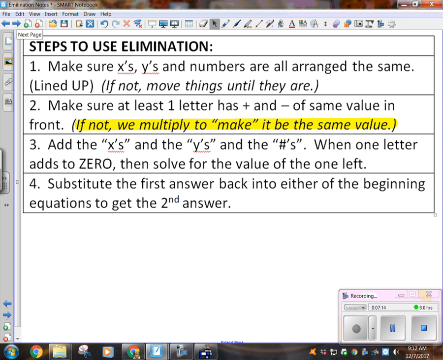Now, I have it written in steps. If you get home and some of you have said, I don't understand, I get lost, I forget what to do, maybe this would help. It says make sure the X's, Y's, and numbers are all arranged the same. In other words, I need them to be lined up. And I'll show you what that looks like in just a second. Make sure at least one letter has a plus and a minus of the same value. So if one's positive 5, I need the other one to say negative 5. If not, we're going to make that happen. Add the X's, add the Y's, add the numbers. When one letter adds to 0, you'll solve for the one that's left.